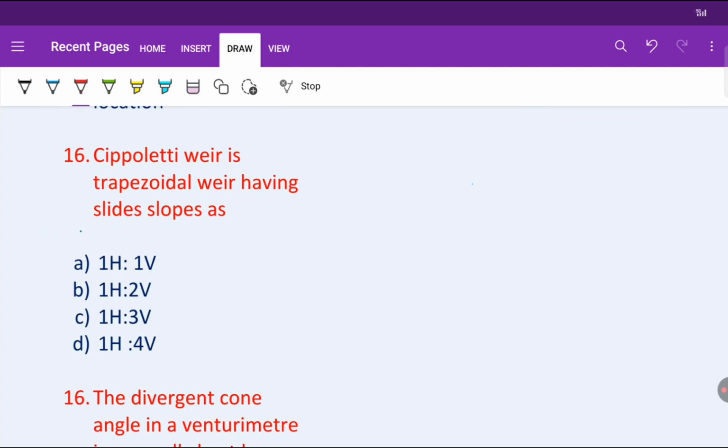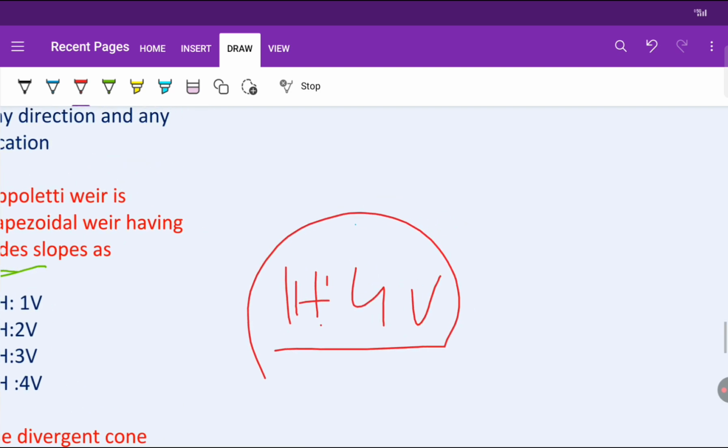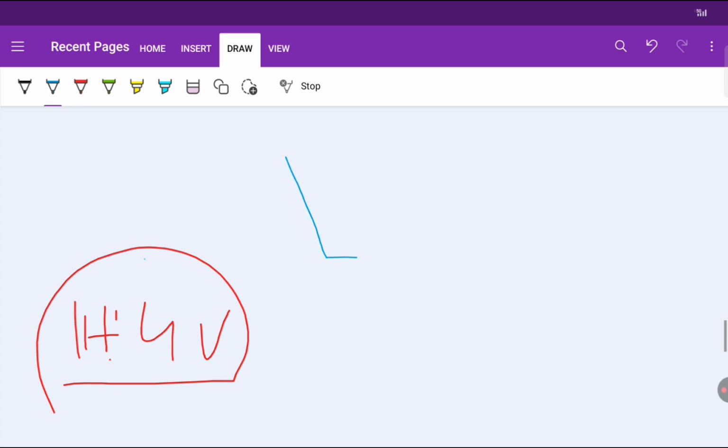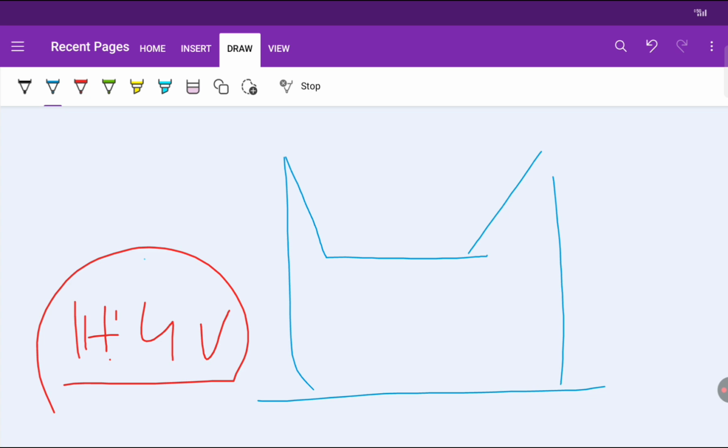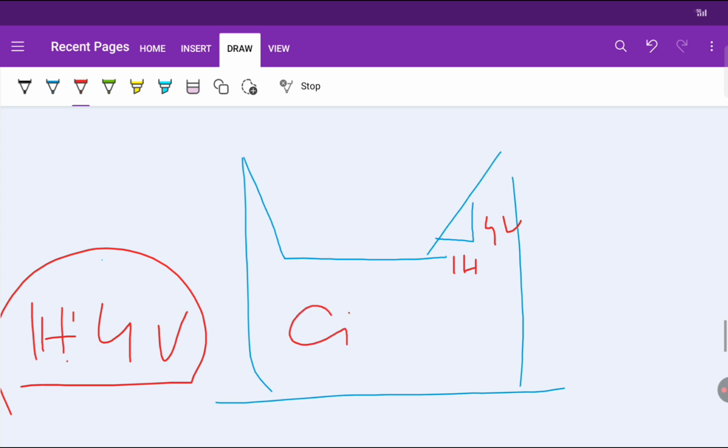So now the next question: a Cipolletti weir is a trapezoidal weir having side slopes, not slide, that is a typing mistake, side slopes. The Cipolletti weir is nothing but a trapezoidal weir. When you provide a 1:4 slope, 1 horizontal to 4 vertical, to a weir, this is our trapezoidal weir, right? So if I provide 1 horizontal to 4 vertical, then this will be called a Cipolletti weir, right?